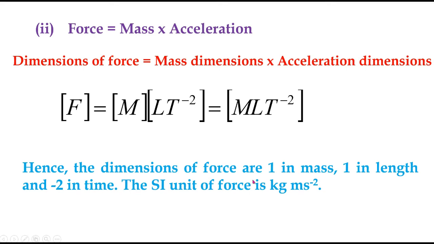So it is the dimensional formula of force, MLT minus 2. Hence, the dimensions of force are 1 in mass, 1 in length, and minus 2 in time. The SI unit of force: M means kilogram, mass; L means meter, length; T means second, time. So finally, the SI unit of force is kilogram meter per second square.